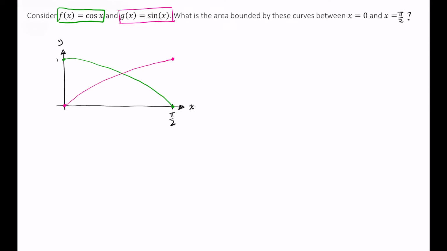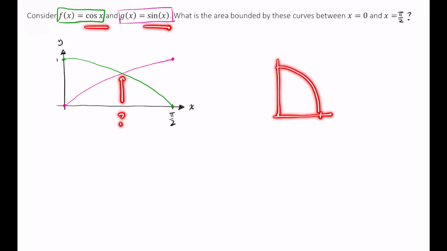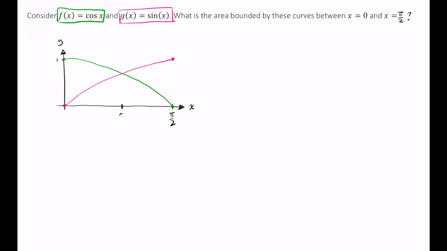Now, where are sine and cosine equal to each other? Well, if you remember your unit circle, here's the first quadrant. Here's 1, and here's the angle theta equals pi over 4. Sine and cosine are both the same value, and it doesn't matter what the value is. I just know that this intersection point occurs when x equals pi over 4.